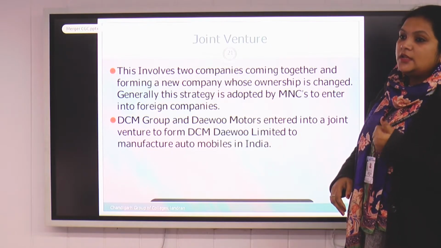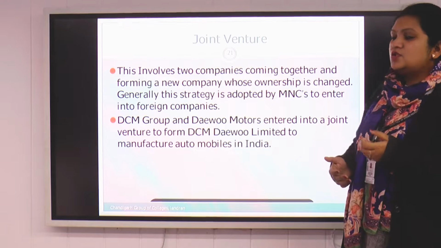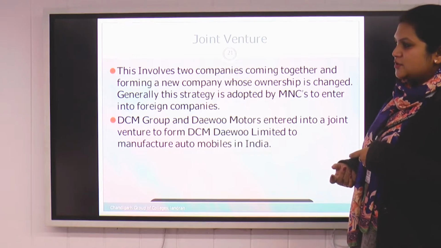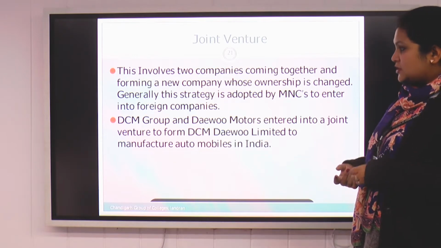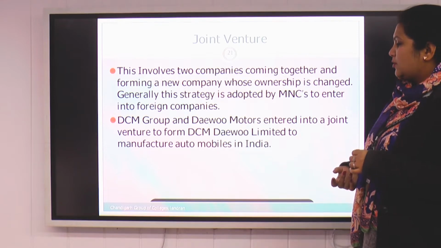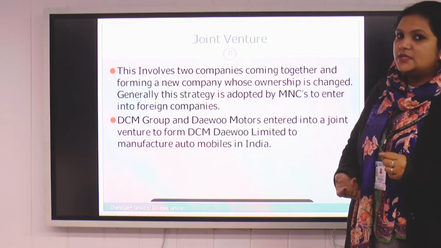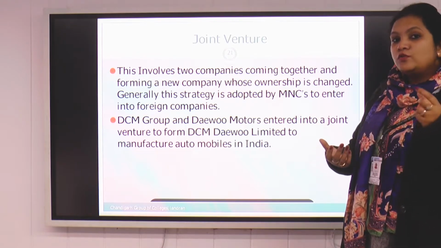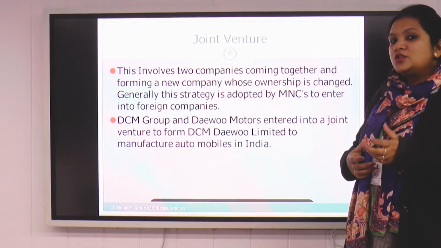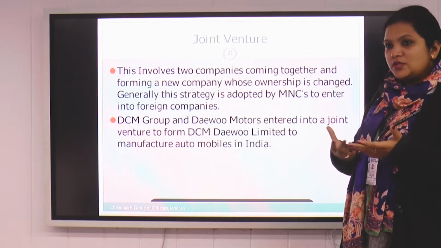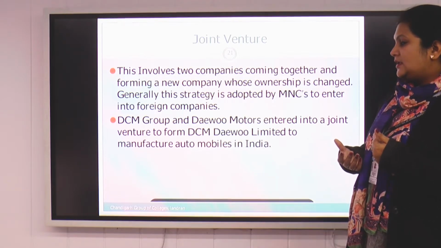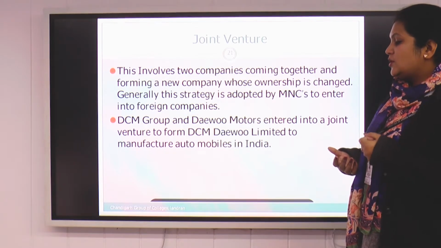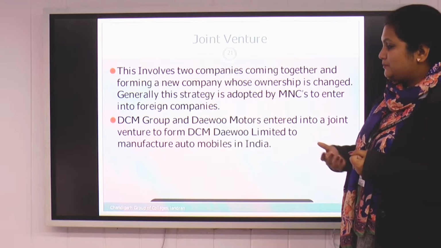Then is joint venture. Another term related to merger and acquisition is joint venture. Two companies come together for a particular venture. This involves two companies coming together to form a new company whose ownership is changed. Generally, this strategy is adopted by MNCs to enter foreign markets. Just like the name suggests, two companies, A and B or X and Y, will come together to form a new company just to enter a new segment of the market. DCM Group and Daewoo Motors entered into a joint venture to form DCM Daewoo Limited to manufacture automobiles in India. Right?